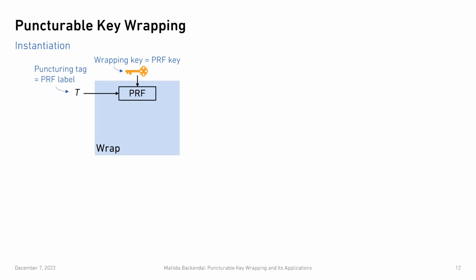So moving on to an example of how you can build puncturable key wrapping. This instantiation follows the approach of Aviram, Gellert, and Jager and generalizes it. So starting with the wrapping algorithm, if we zoom in, then inside we have a pseudorandom function, which I hope you're all familiar with. And it takes as input the wrapping key as the PRF key and the puncturing tag as the PRF label. And we treat the output as the key for an AEAD scheme, to which we input the context information as the additional data and the key to be wrapped as the message. And we use the ciphertext as the wrapped key.